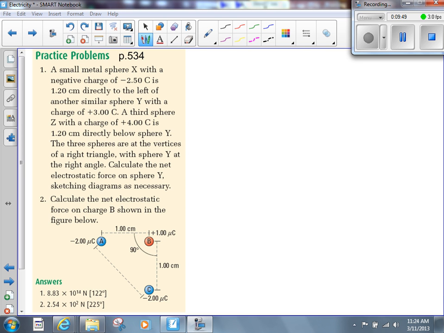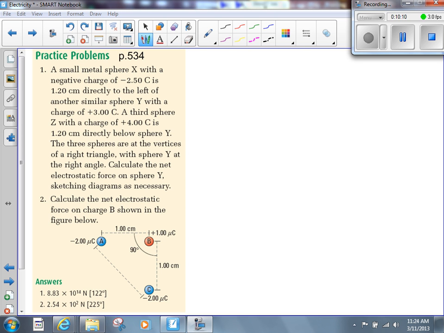We're trying to find the force on charge B. So there's a force of A on B and there's a force of C on B. Tell me, which way does the force of A on B act? Is it, first of all, an attractive force or a repulsive force? A on B. A is negative, B is positive. Do they attract or repel? They attract each other, right?